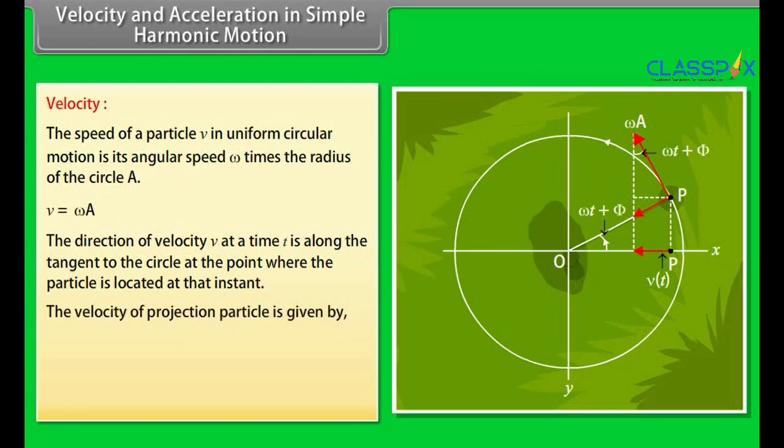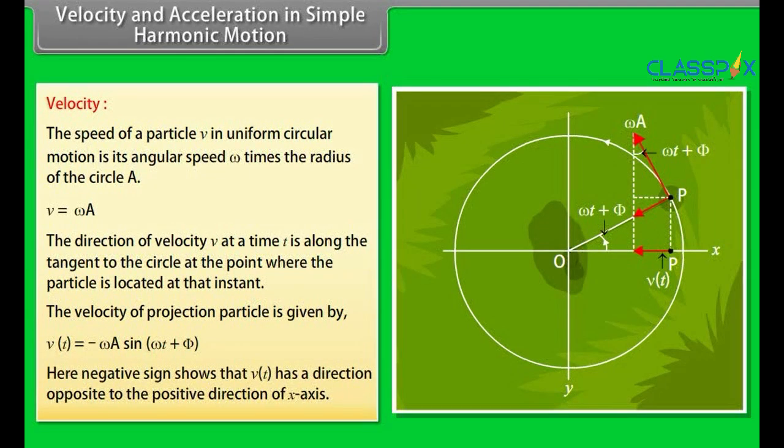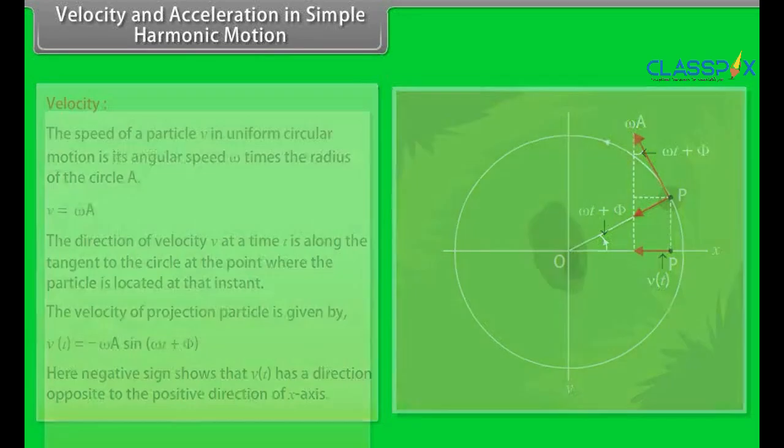The velocity of the projection particle is given by v(t) is equal to minus ωA sin(ωt plus φ), where the negative sign shows that v(t) has a direction opposite to the positive direction of the x-axis.